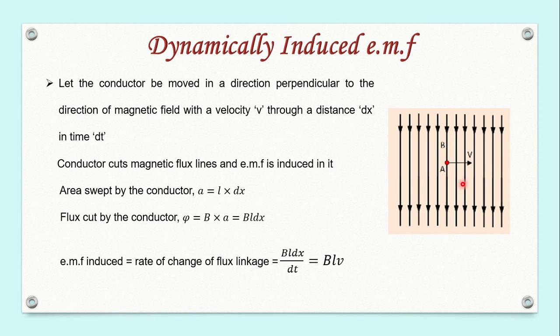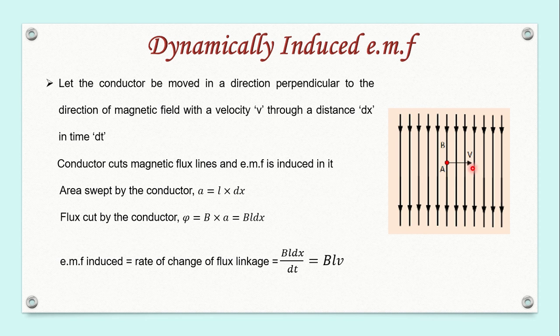So which is shown here also. Okay. So the conductor is moved with a velocity v, and assume that after a time dt the conductor travels through a distance dx. So the conductor covers a distance dx during time dt when it is moved in a direction perpendicular to the direction of magnetic field with a velocity v. Okay. So in this condition, the conductor cuts flux lines while it is moving.